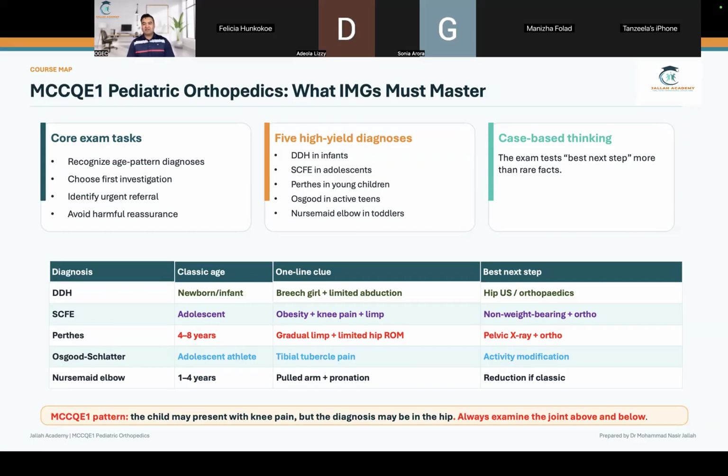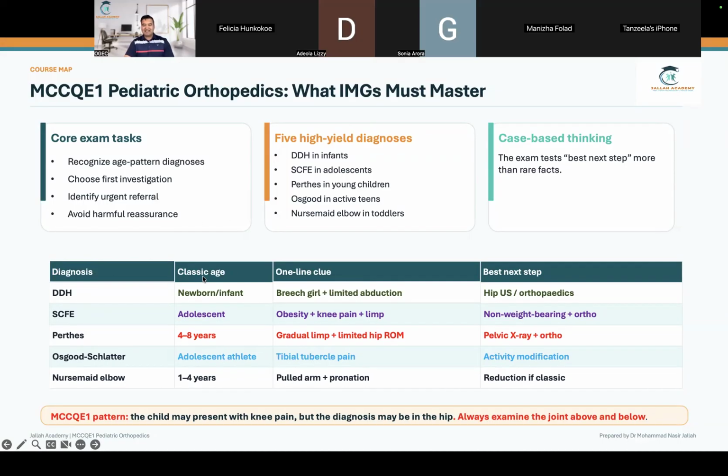So case-based thinking: the exam tests best next step more than rare facts. So they're not going after rare facts. They're going after the best next step or the most common or effective or initial step. So in terms of diagnosis, we have a few topics to discuss.